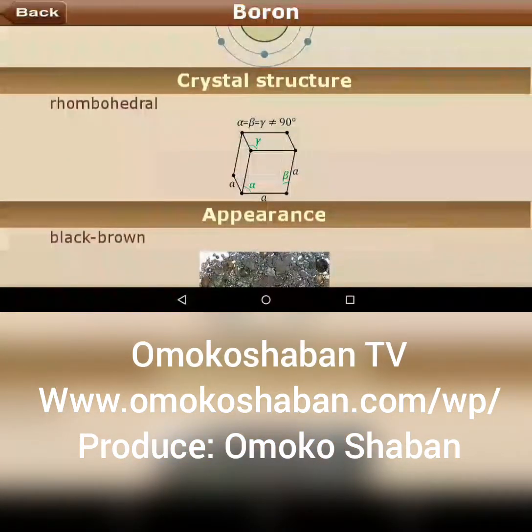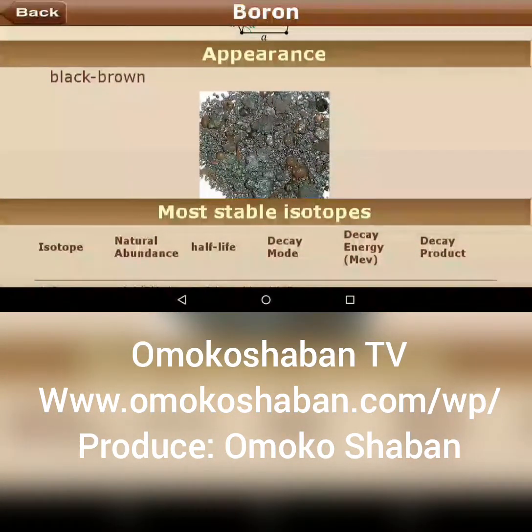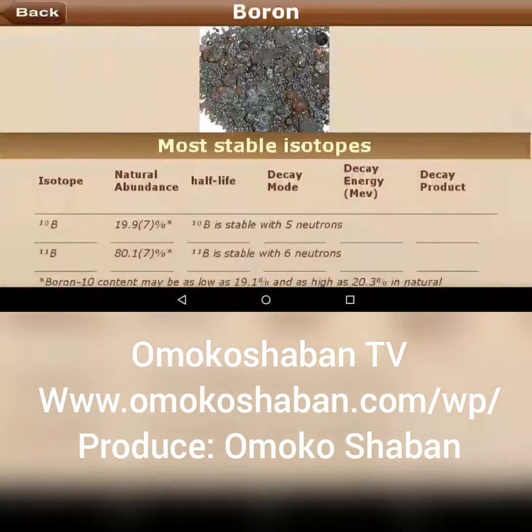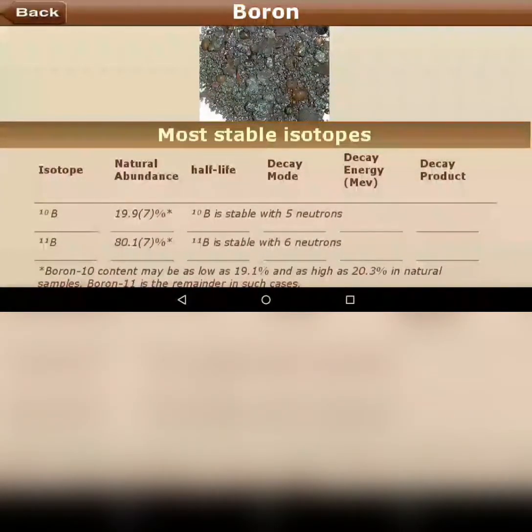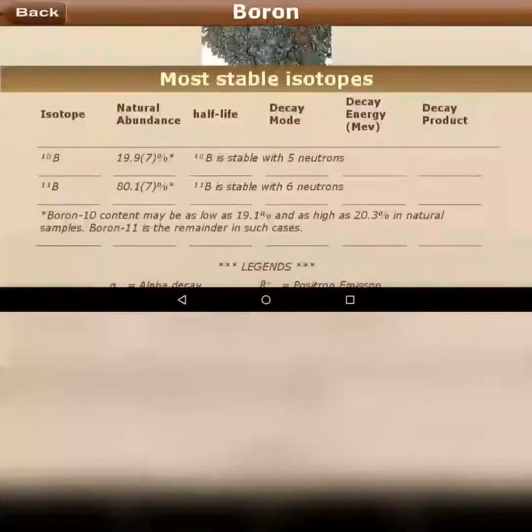Now, since boron is a solid, it has an appearance. We look at the appearance here: black-brown, very shiny. The most stable isotopes are 2: boron-10 and boron-11. Isotope 10 has 19.9% abundance and is stable with 5 neutrons, while isotope 11 has 80.1% abundance and is stable with 6 neutrons.